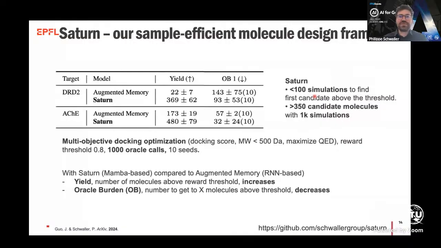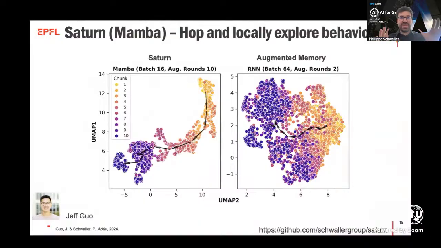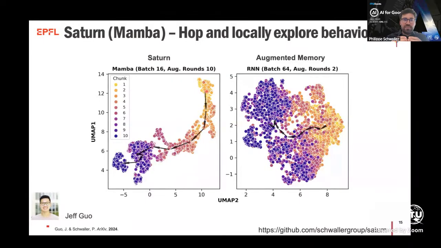What we also observed is a cool behavior, which we call top and locally explore behavior. While recurrent neural networks were almost always globally exploring, we saw after every epoch that the Mamba model would take a step towards a good direction and then again explore the molecular space there more locally, and then again take a step.